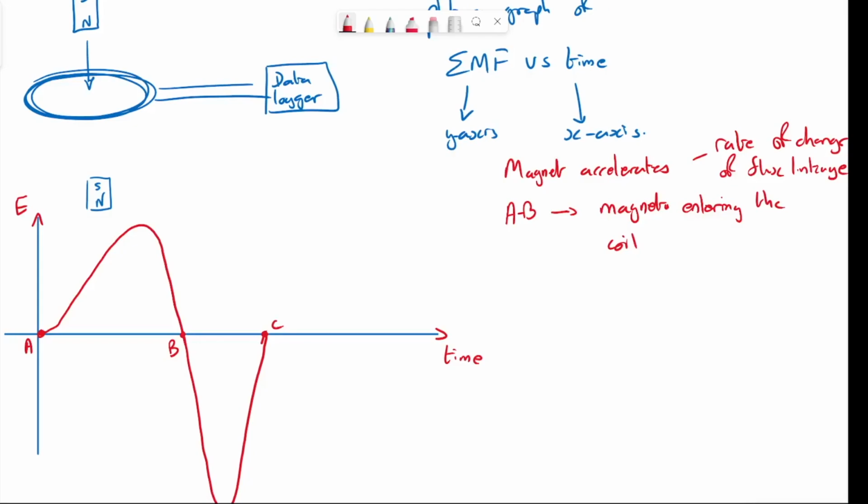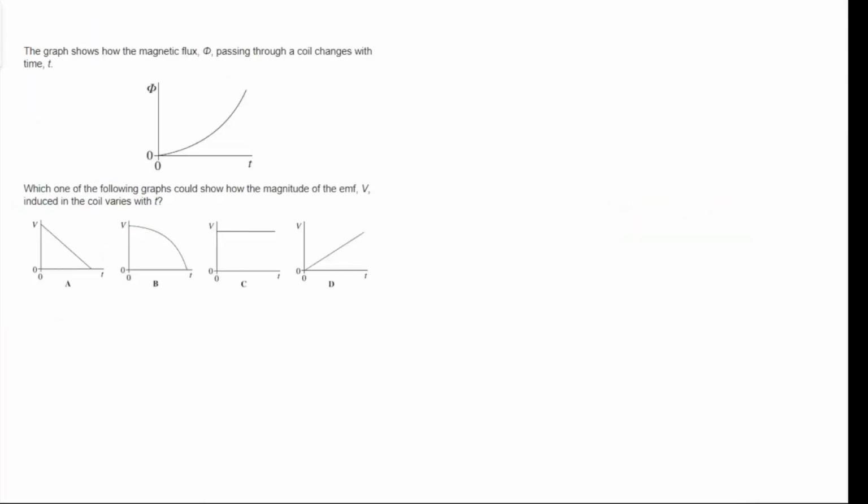The reason being that the rate of change of flux linkage between B and C is much greater because the magnet is traveling faster. In this question from AQA, we have a graph of magnetic flux phi versus time, and the graph shows us how the magnetic flux changes with time. The question asks us to determine how the magnitude of the EMF V induced in the coil varies with time t. In order to attempt this question, we first need to consider the equation for the EMF, which is given by EMF equals N delta phi over delta t.